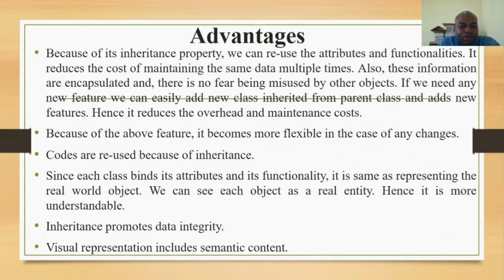Number two, because of the above features, it becomes more flexible in the case of any changes. Code is reused because of inheritance. Since each class binds its attributes and its functionality, it is the same as representing real-world objects. We can see each object as a real entity, hence it is more understandable. Inheritance promotes data integrity. Visual representation includes semantic contents.